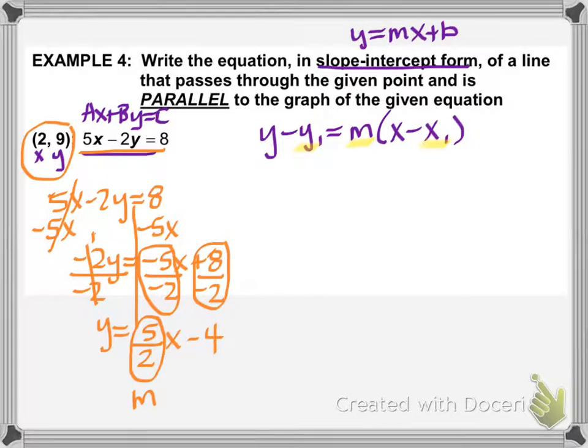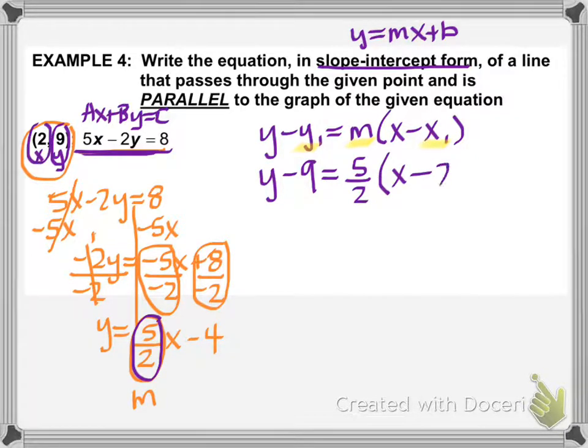So let's go ahead and do this. So y minus the y1 of our point is 9 equals the slope that we want is this 5/2 because we want it to be parallel to this line over here. Parentheses x minus the x1 of the point is 2.